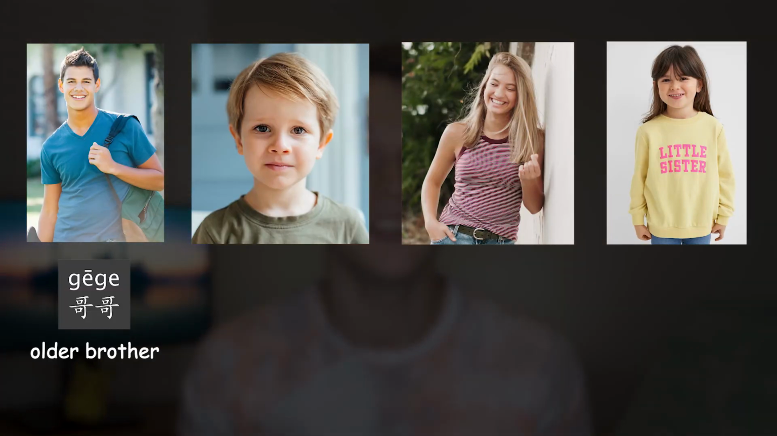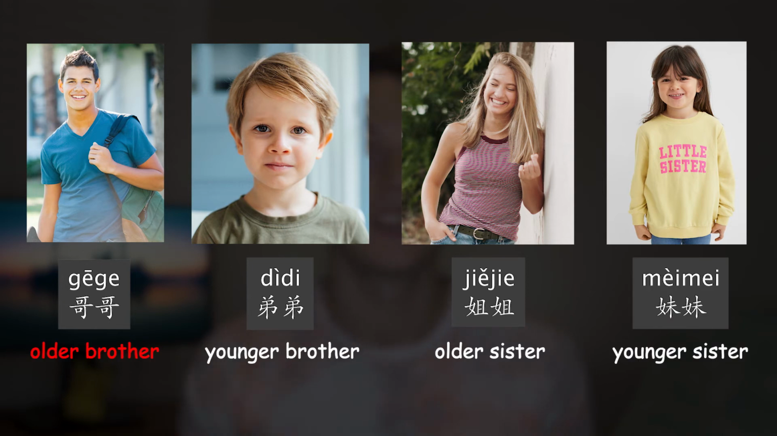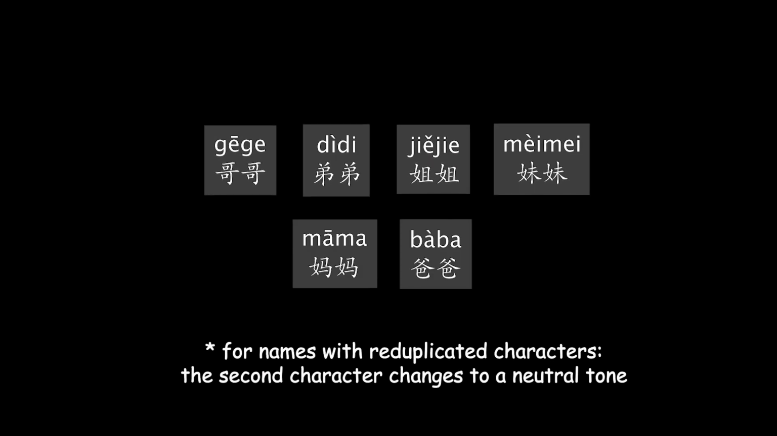And for our siblings, in English, we may say, this is my brother, or that's my sister, regardless of their age in relation to our own. But in Chinese, there are 4 names for our brothers and sisters, depending if they're older or younger than you. The 4 basic sibling names in Chinese are 哥哥, 弟弟, 姐姐, 妹妹.